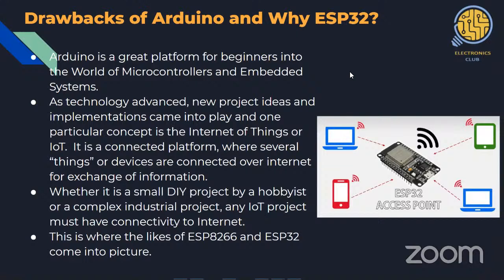So there is something called Internet of Things, IoT, in which we connect to the internet using wireless communication. You know Alexa, right? Alexa, Google Assistant, etc. That is basically an IoT application. So for projects which require IoT, we must connect to the internet. We need to have connectivity to the internet, which we cannot do with the Arduino. So what we do is we use ESP32.